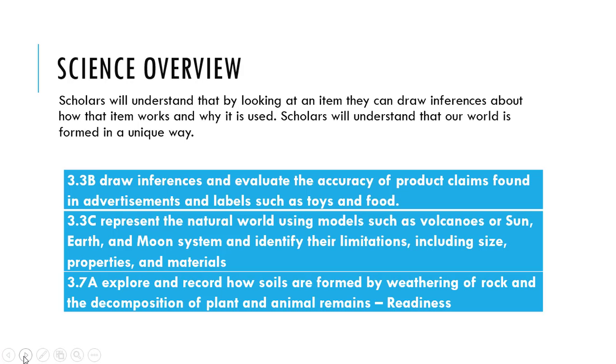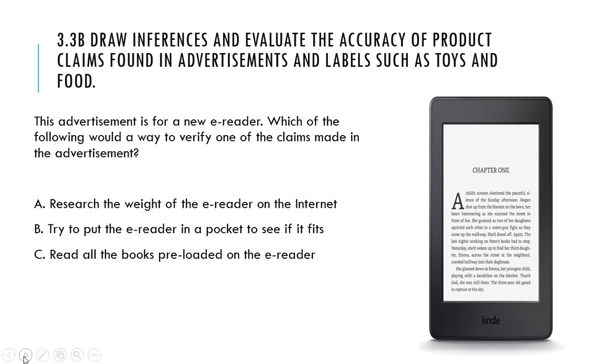Today we are talking about our science overview, which says students will understand that by looking at any item they can draw inferences about how that item works and why it is used. Scholars will understand that our world is formed in a unique way. This unit is kind of short. It's going over different teks that we've reviewed, but want to go a little bit deeper into it.